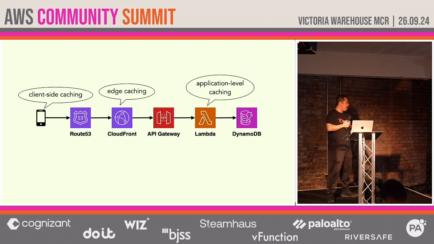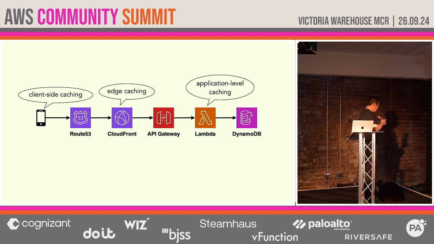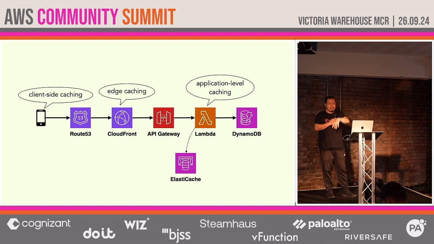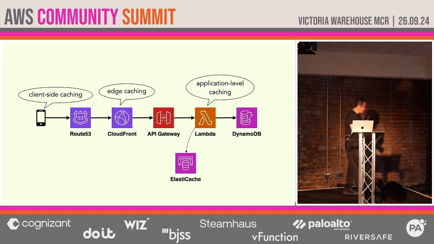But maybe you've got something that's common across some customers. It's maybe CPU intensive, or you're calling Salesforce and you don't want to wait 5 seconds every single time. You can also put that response from Salesforce into a cache so that you've got application level caching for your functions as well. And to do that, you can use something like ElastiCache, so that different functions can access the same cache.